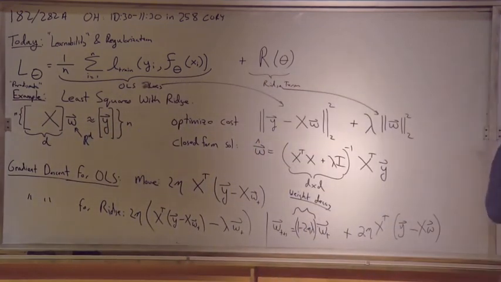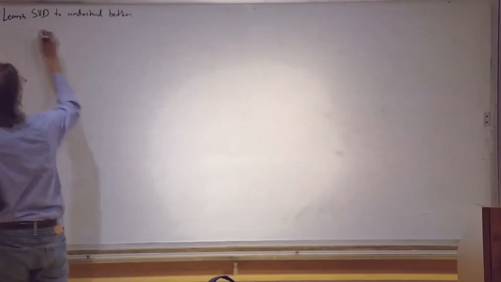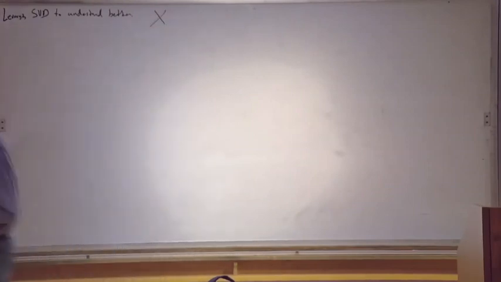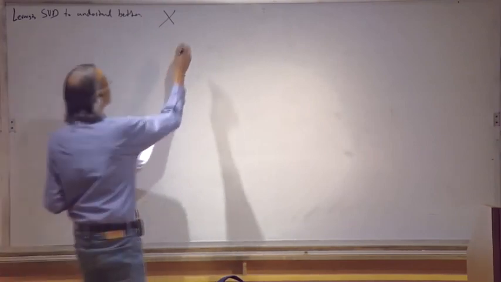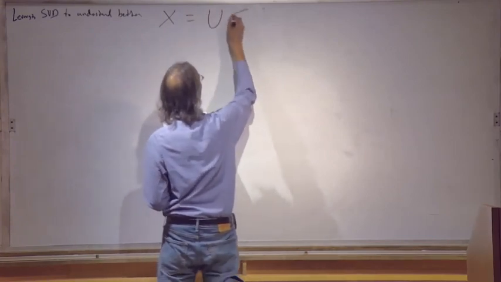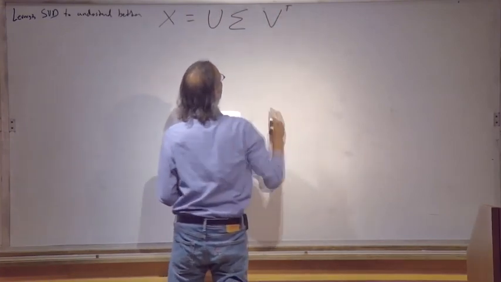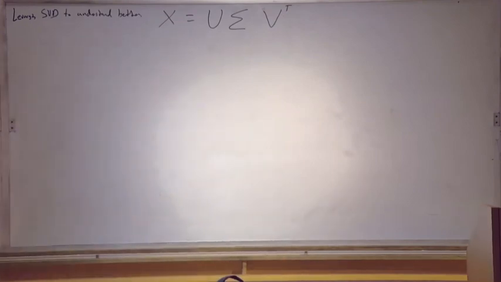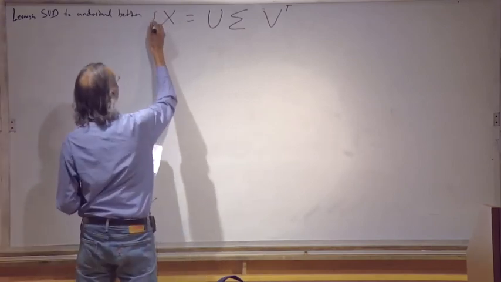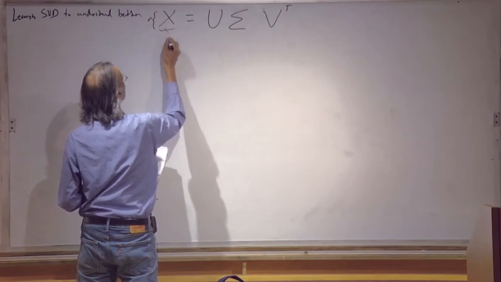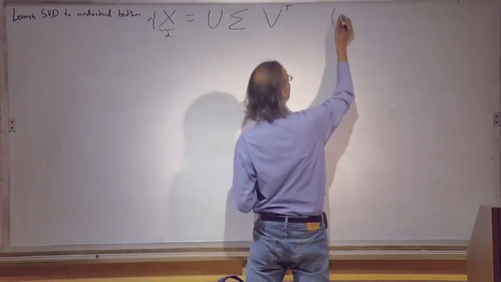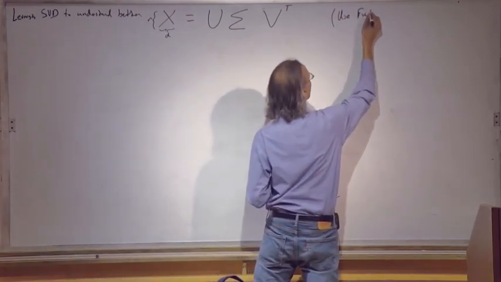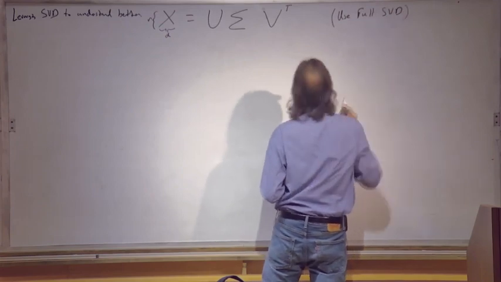So the outside observer says, hey, I know that X, this n rows, d columns matrix, is actually equal to U sigma V transpose, the SVD. Again, let's make sure we understand the types of everything. X is n by d. And for our purposes, we're going to use the full SVD, because it'll help us keep some things more straight.